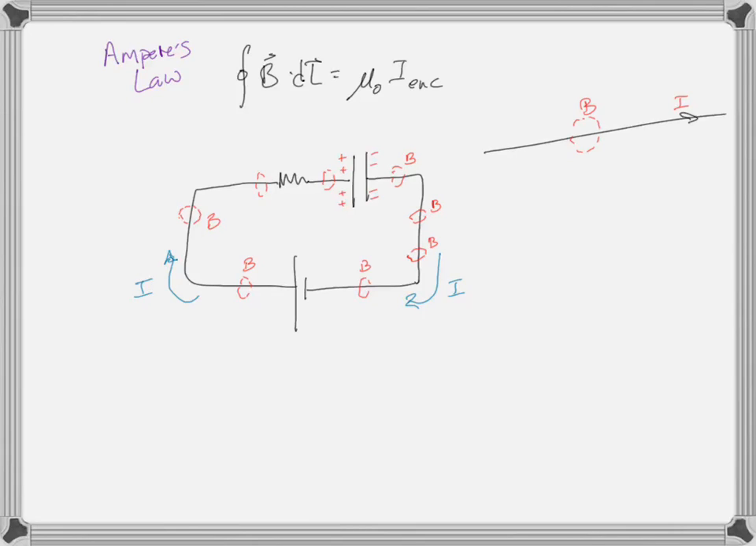But the funny thing is, what happens if I put a dotted loop in between the capacitor plates? Again, while the capacitor is charging. Once it's done charging, there's no current running and there's no magnetic field. There's an electric field between the capacitor plates, but there's no magnetic field if there's no current. But while the capacitor is charging, there's a magnetic field everywhere.